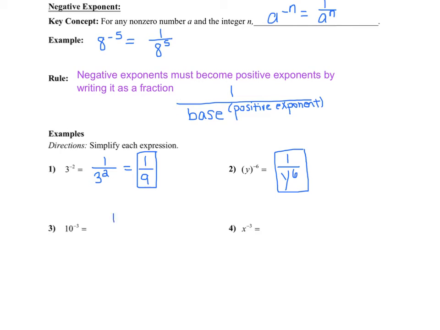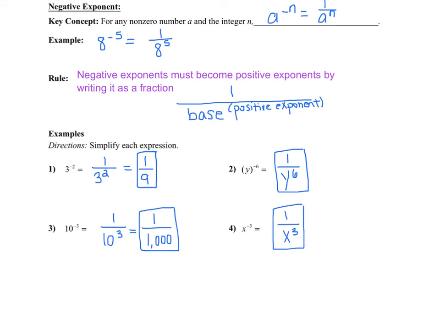Again, you want to place it underneath 1, create a fraction. So 1 over 10 to the 3rd power. We can expand that. 10 times 10 times 10 gives 1,000. So our answer is 1 over 1,000. And that is your answer. Lastly, number 4, x to the negative 3rd power. You want to place it underneath 1 to create a fraction and make your exponent positive. So your answer is 1 over x to the 3rd power.